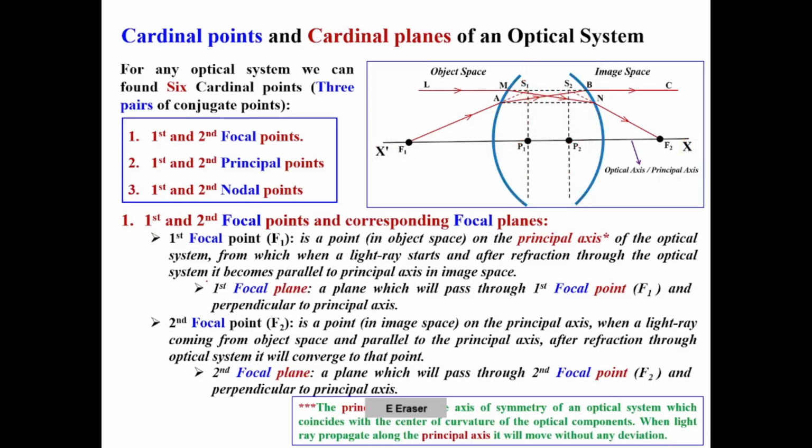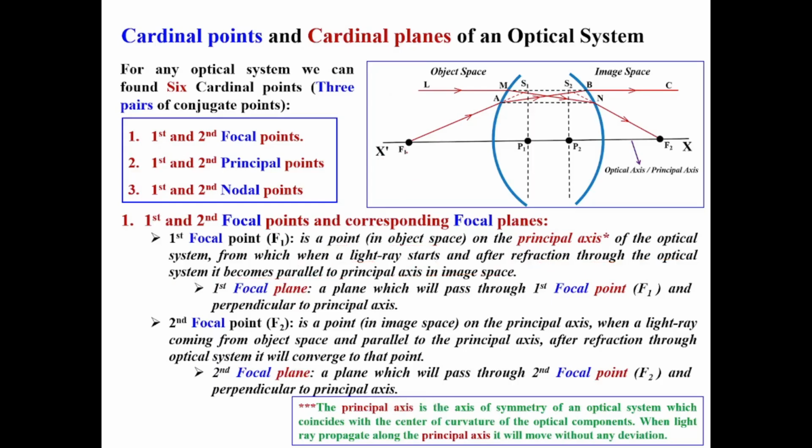Okay, if I'm going to consider the first focal point, where will it be located? The first focal point is a point in object space. Space means this side, on the principal axis. On the principal axis means on the x dash line. It is a point on the principal axis of the optical system from which, when a light ray starts and after refraction through the optical system, it becomes parallel to the principal axis in image space.